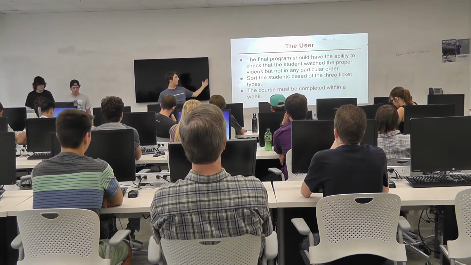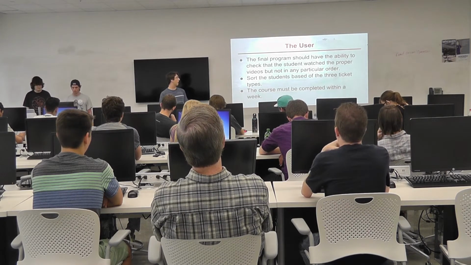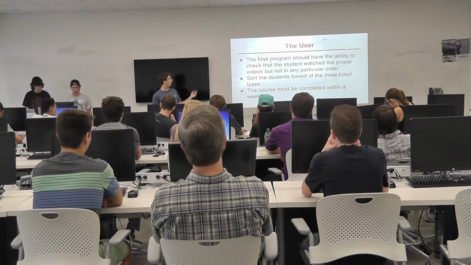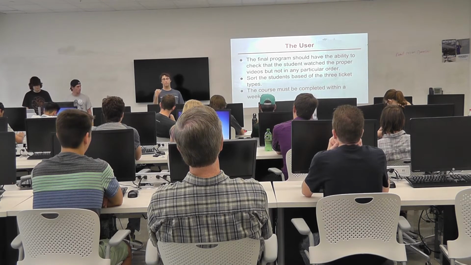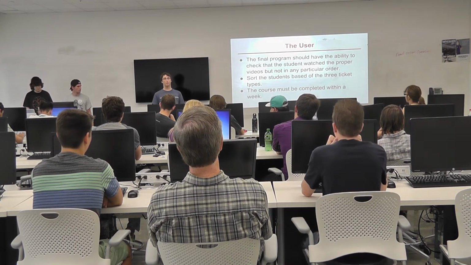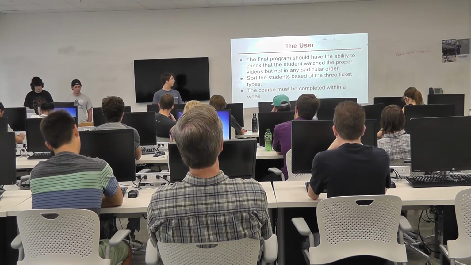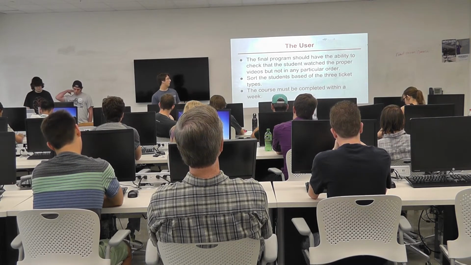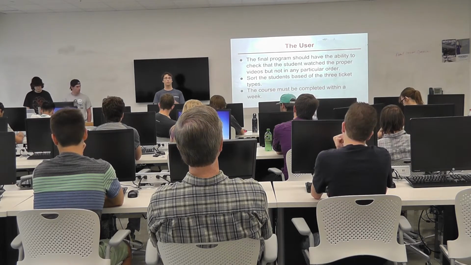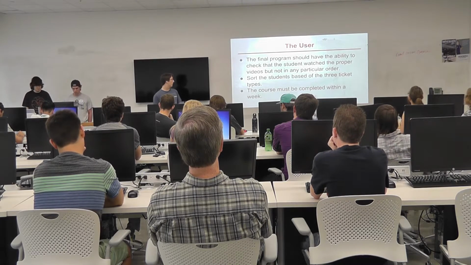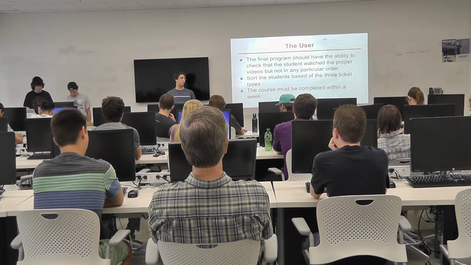So I told the programmers that I wanted the program to have the ability to check that each student watched the proper videos, but in any particular order. So if you say we're speeding, you would have to watch 4 videos, and I want you to be able to check, but they can watch any of the 4 videos in any order. I also want the ability to sort the students based off the 3 ticket types, so I can go through and see which each one was. Also, I want there to be a time limit, so you only have a week to take the course.